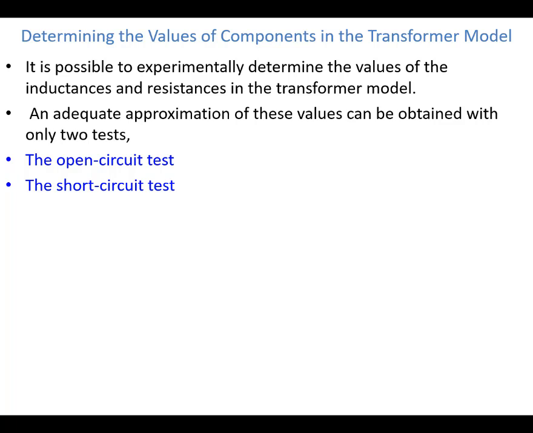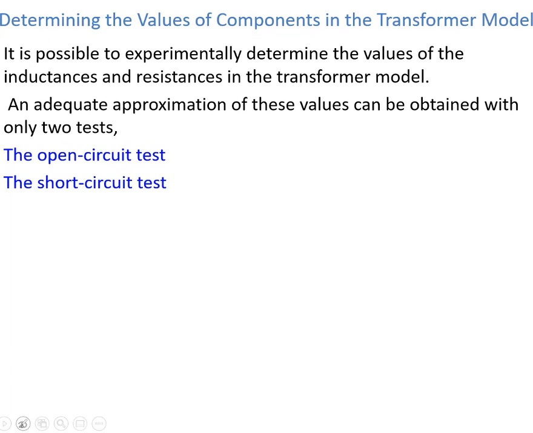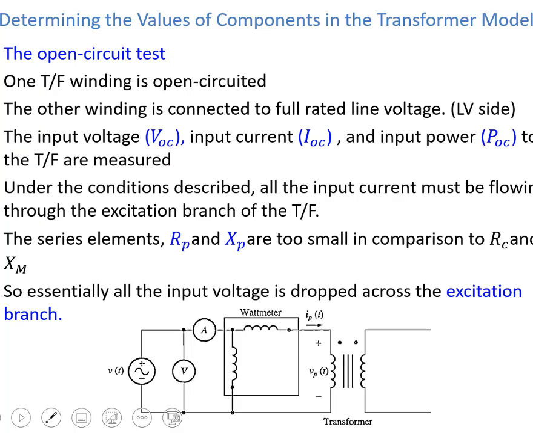There are actually two tests that we can perform to find out the parameters of the transformer. One is called the open circuit test and the other one is known as the short circuit test. Let's look at these tests individually. First of all, we will look at the open circuit test.